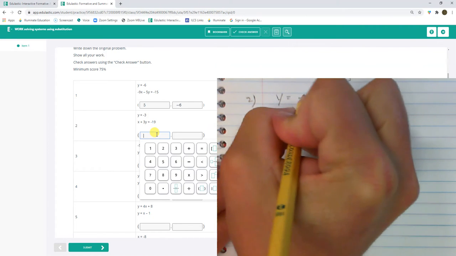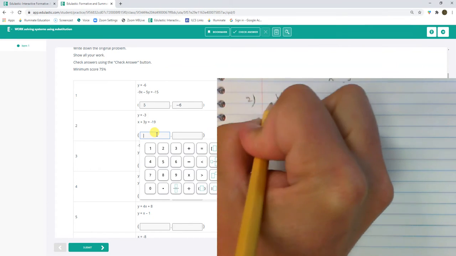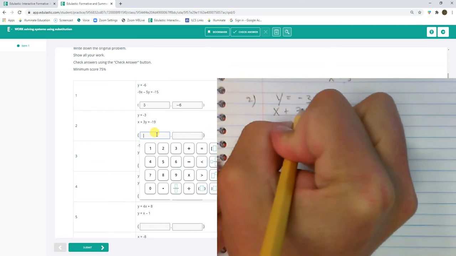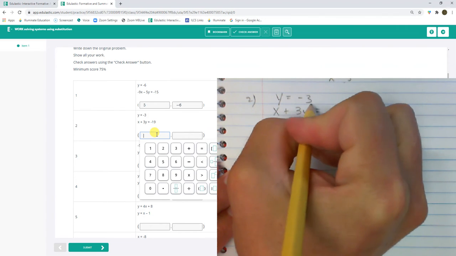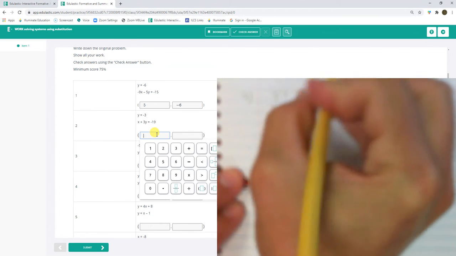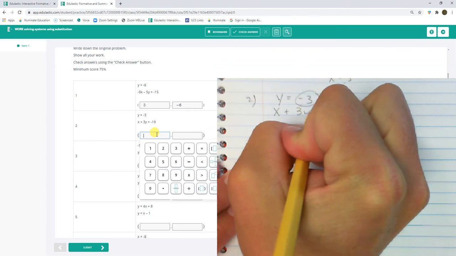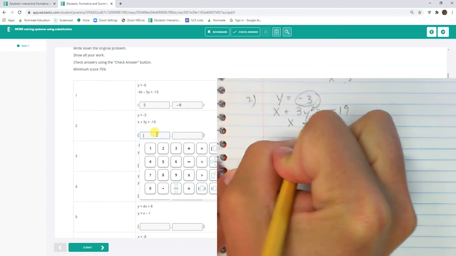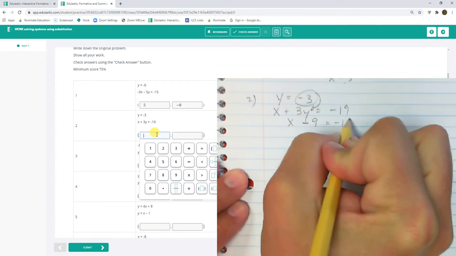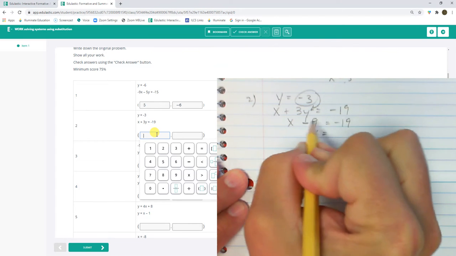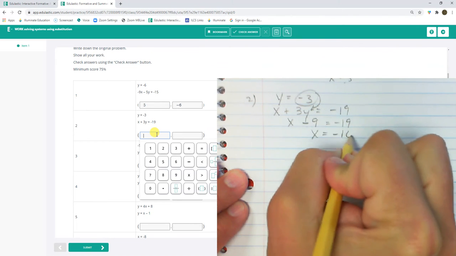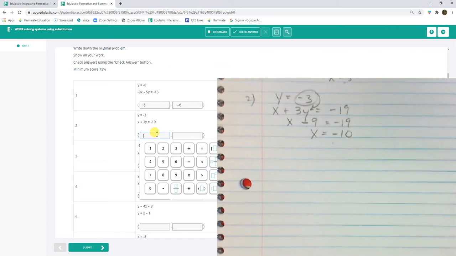Number 2, y equals -3, x plus 3y equals -19. Taking the y, putting it right there. So x minus 9 equals -19. So x equals, adding 9 to both sides, -10. -10 comma -3.